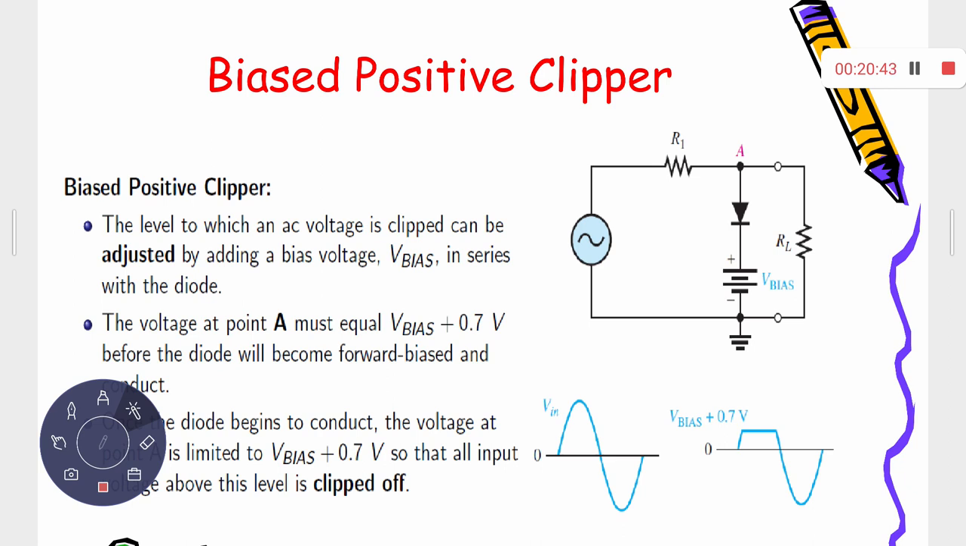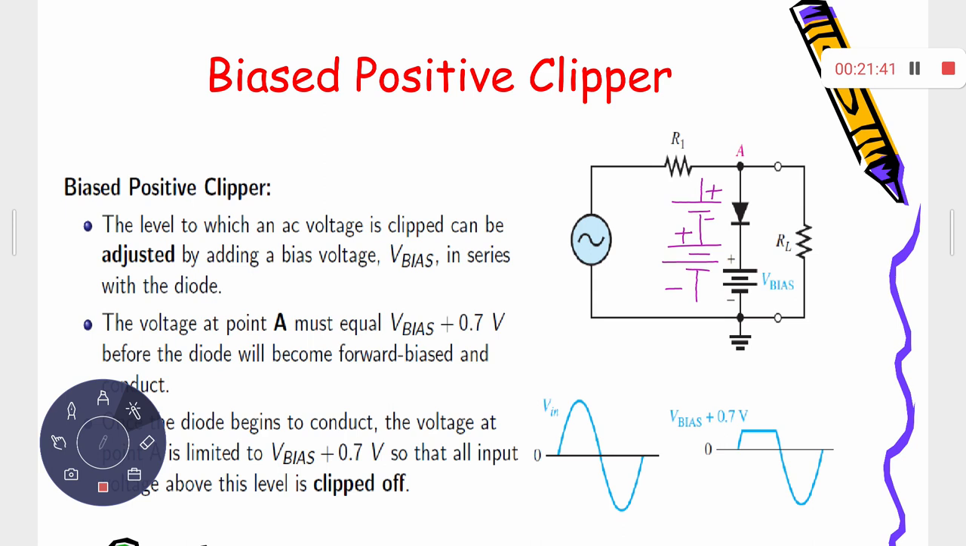Then you can expect that this diode will be forward biased. And if the diode is forward biased, what will be the voltage difference between these two points? It's basically 0.7 over there, plus minus, and then you have this battery. So whenever the diode is forward biased, the output voltage is V bias plus 0.7. Whenever your input is just greater than V bias plus 0.7, the diode will become forward biased, and this voltage is nothing but V bias plus 0.7.